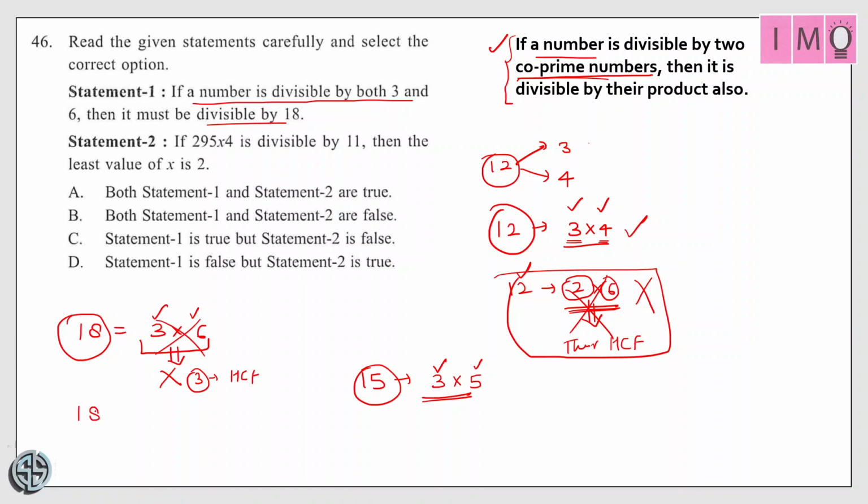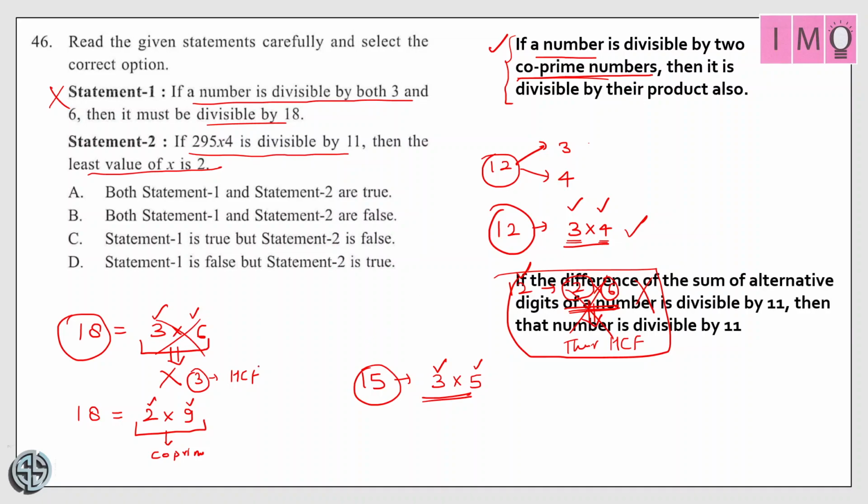For the divisibility rule of 18, we have to split it as 2 into 9, because 2 and 9 are both co-prime. Their HCF is 1. So for the divisibility rule of 18, if a number is divisible by both 2 and 9, then it is divisible by 18, and therefore statement 1 is wrong. Statement 1 is false. Now we'll read the second statement. What is the second statement? If a number is divisible by 11, then the least value of x is 2. We must be aware of the divisibility rule of 11.